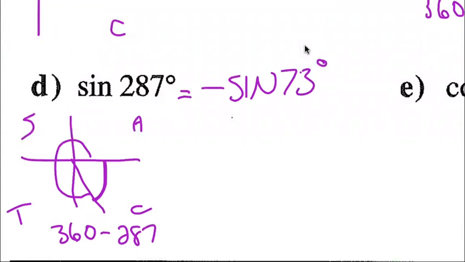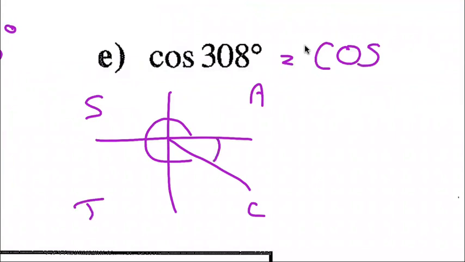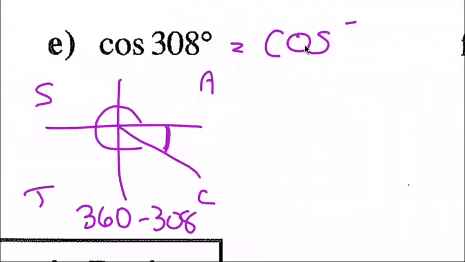Question E, cosine 308. 308 degrees ends up over here somewhere. So that's my rotation angle, 308. It's quadrant 4, cosine is positive. So this is going to be equal to cosine. My reference angle, 360 take away 308. Is that 52? 52 degrees.